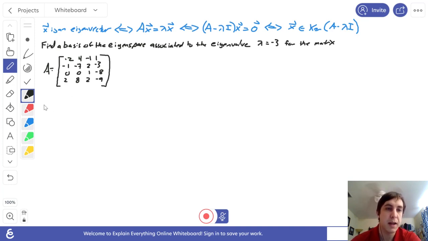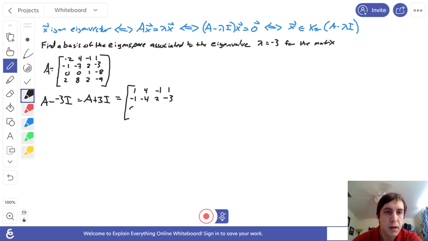So the first thing we'll do is write down A minus -3I, which is the same thing as A plus 3I. So the identity matrix is 1's on the diagonal, so 3 times the identity matrix is 3's on the diagonal and 0's everywhere else. So we'll add a 3 to the first spot. We'll add a 3 in the second spot of the second row. We'll add a 3 to the third spot of the third row. And in the fourth row, we'll add a 3 to the fourth spot.